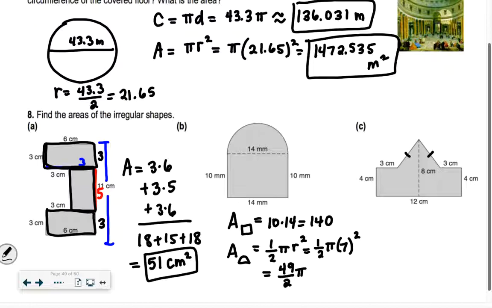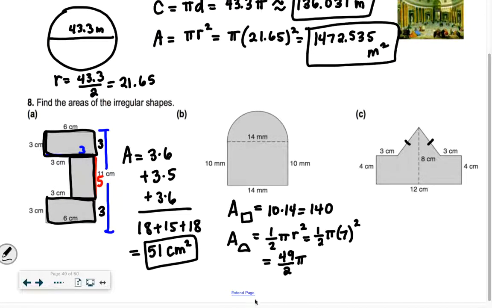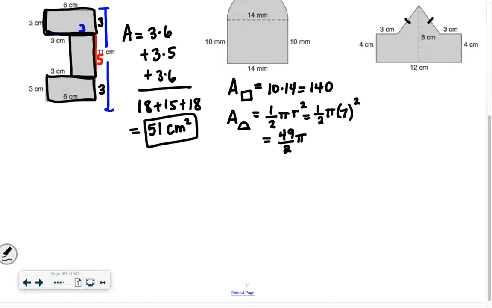Doesn't matter. So if I want to talk about the total area, it's 140 plus 49 pi over 2. That would be an exact area. I can't combine that anymore because one of them has a pi and one of them doesn't. But if I wanted to find a decimal approximation, I could. I would put that all into my calculator as it is, and I'd say it's 216.969 millimeters squared.